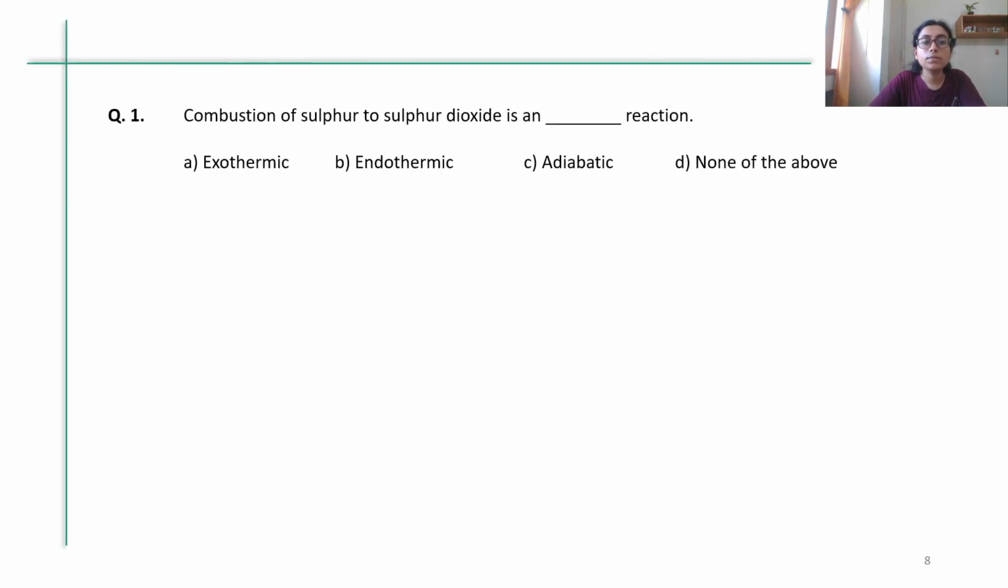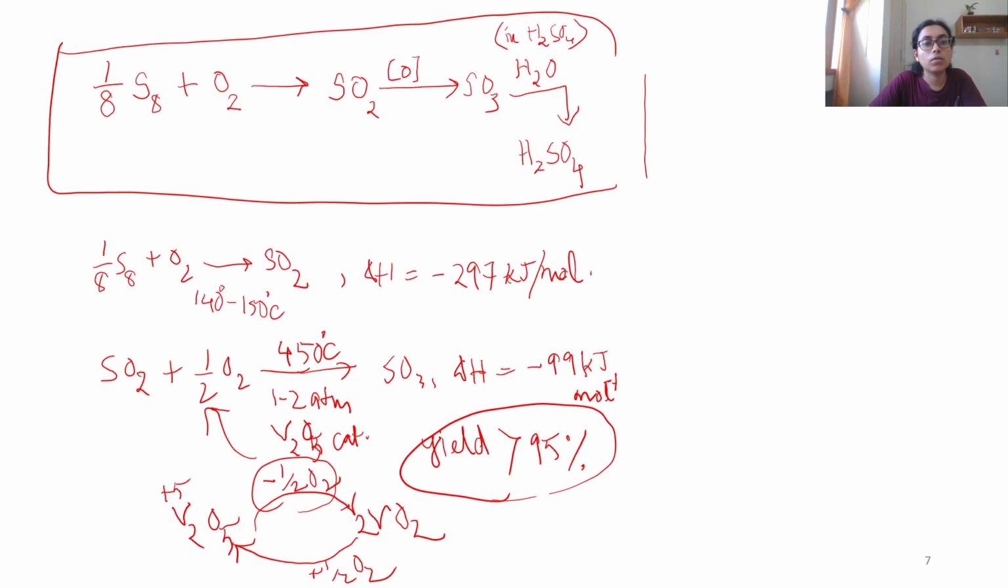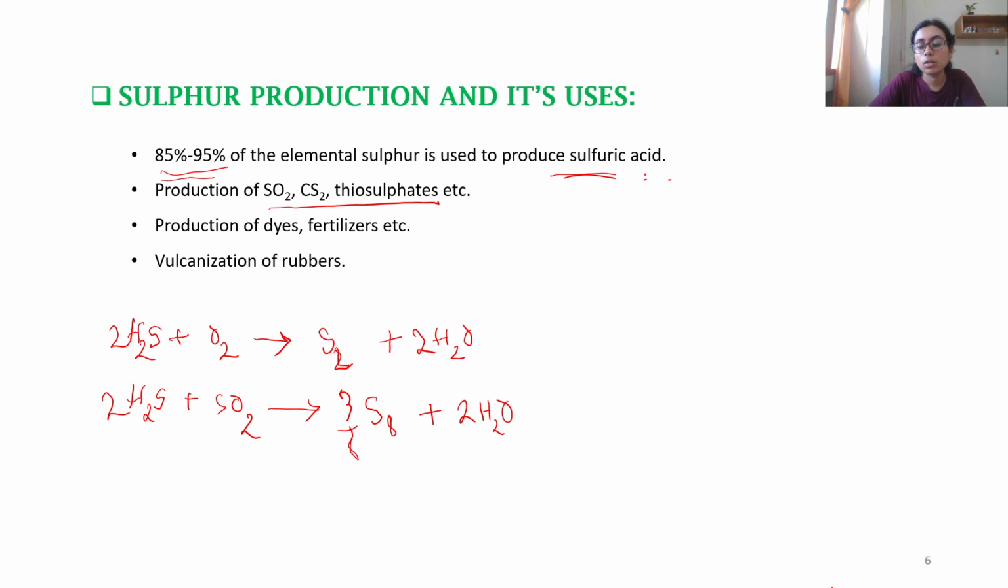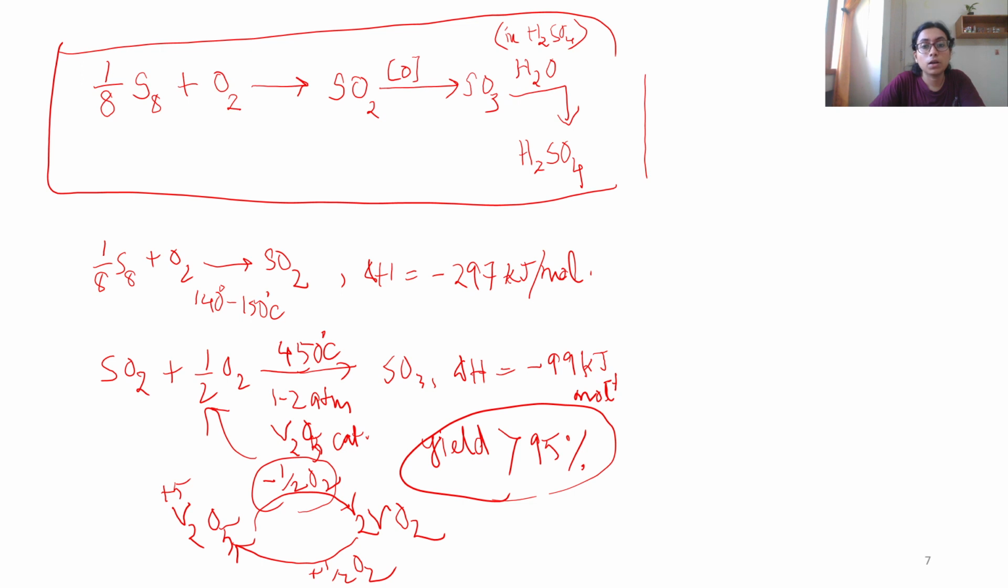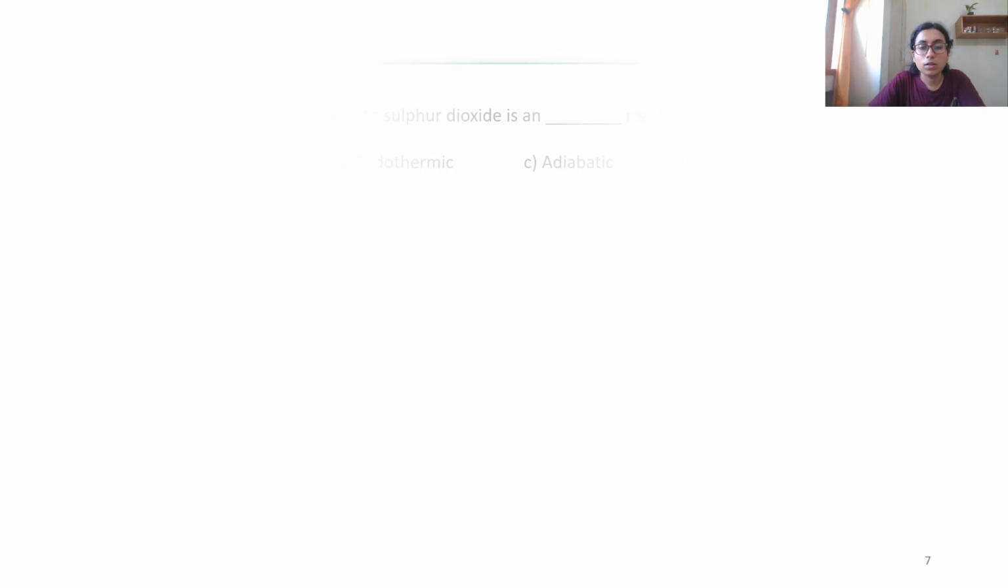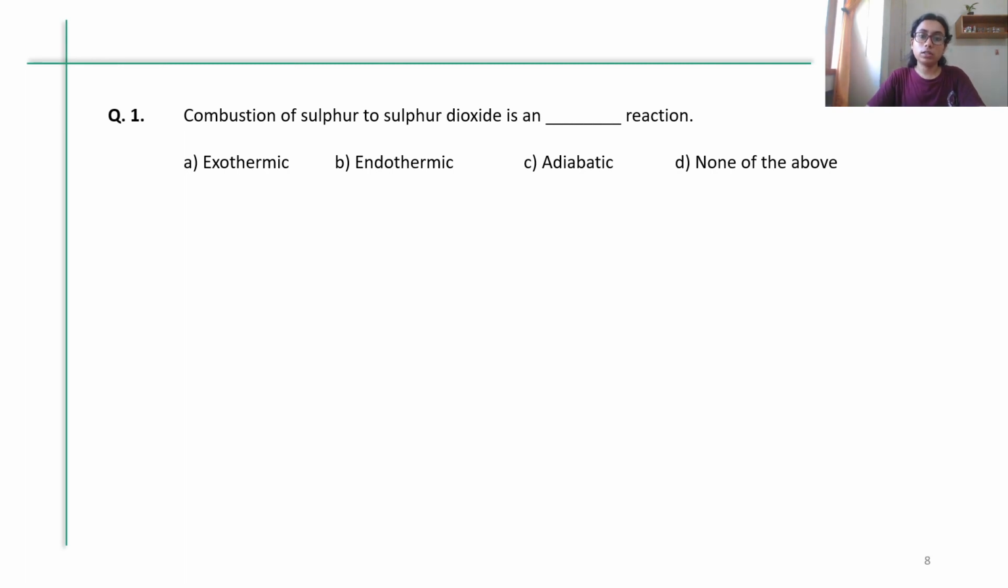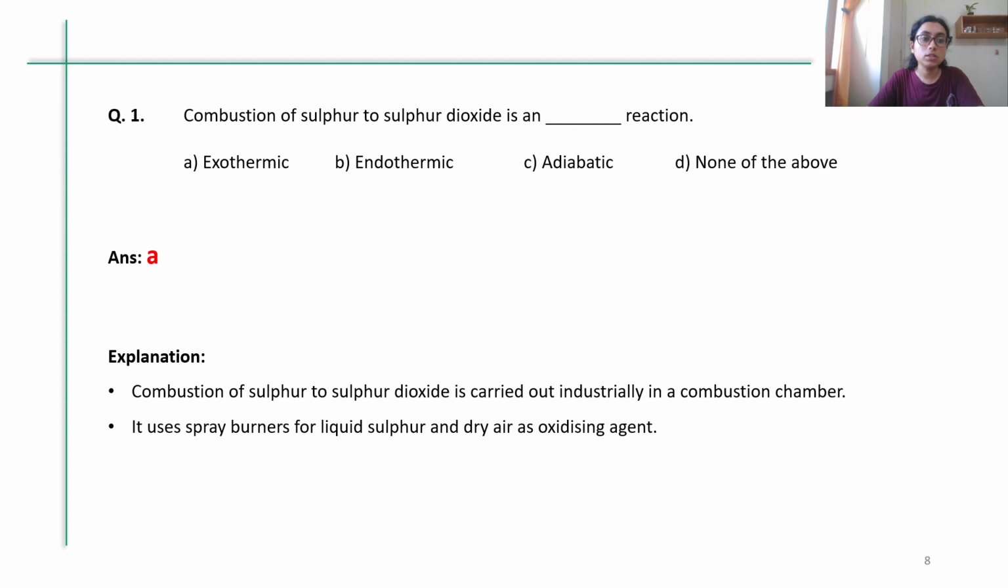Then coming to the first question. These are what we have discussed: how sulfur we produce from our natural sources like H2S, reaction of H2S, its uses, and production of the major compound sulfuric acid, by the oxidation of elemental sulfur to sulfur dioxide, then to sulfur trioxide, and finally reaction with water. After this, combustion of sulfur to sulfur dioxide is which reaction? Exothermic, endothermic, adiabatic, none of the above. As we have just now discussed, it is a highly exothermic reaction. So the correct option is exothermic.